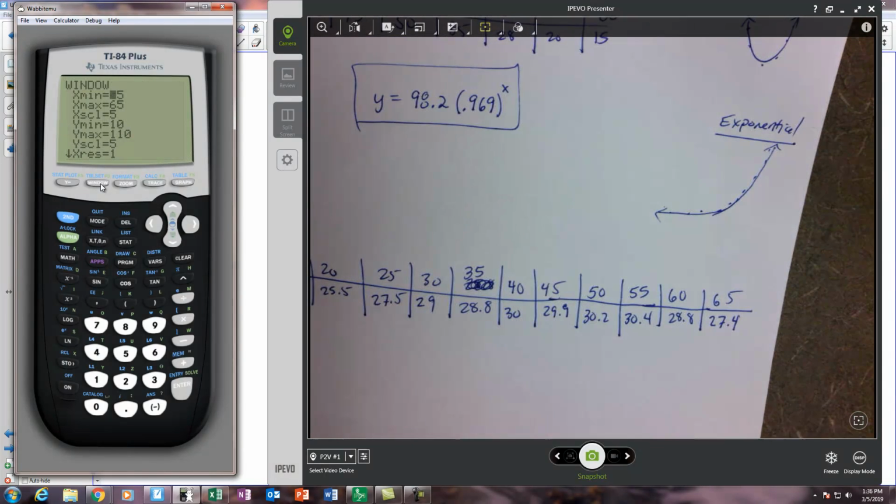Now if you haven't guessed, yeah, this is going to come out quadratic looking, but let's go through the steps again. Window, I need to change them. X min was 15, so I can say from 10 up to, I went up to 65, so let's go to 70. That should take care of my x's. Counting by 5 still makes sense. Y value, my lowest y value was 22, so let's say 15 up to, the highest y value was like 30.4, so let's go for 35.